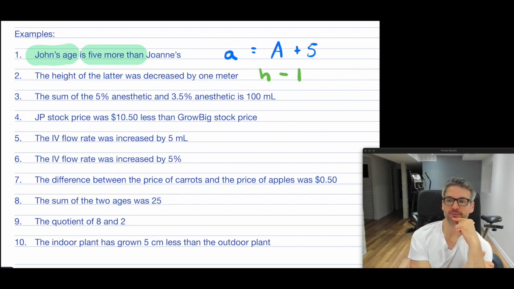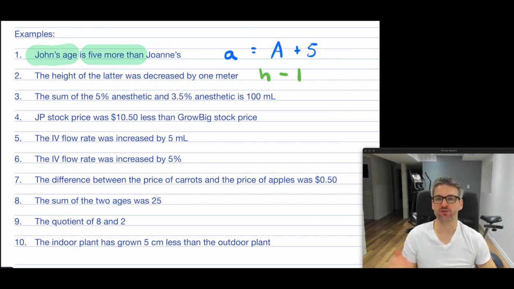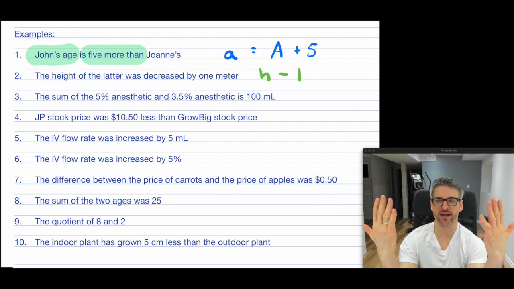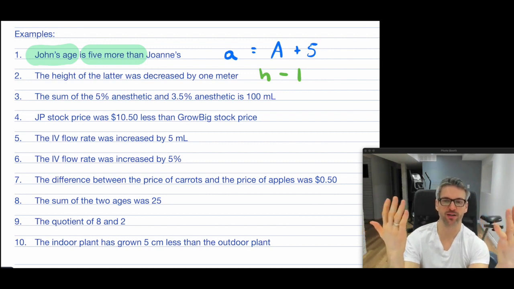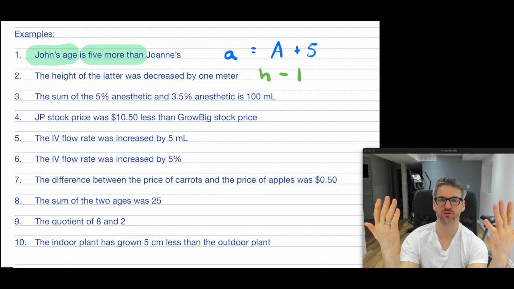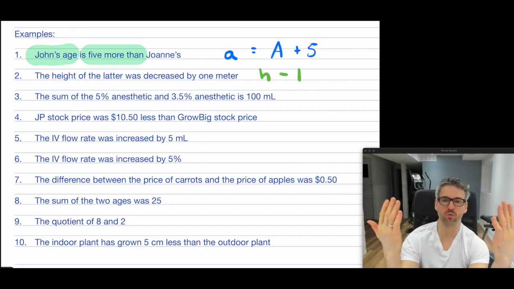Here is another one, question 3. The sum, so notice the word sum means addition. The sum of the 5% anesthetic and the 3.5% anesthetic is 100 milliliters. So you basically have 2 different bottles of anesthetic. One is 5% concentration, one is 3.5% concentration. Again, when you're just starting, this seems kind of foreign to you. So if you have 2 different types, I'm going to call them X and Y.